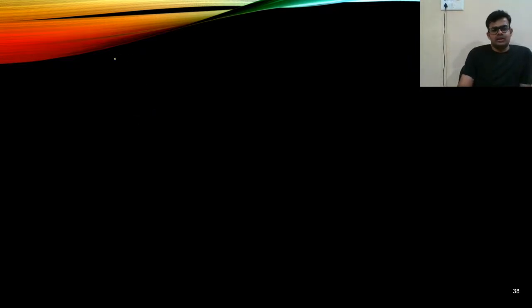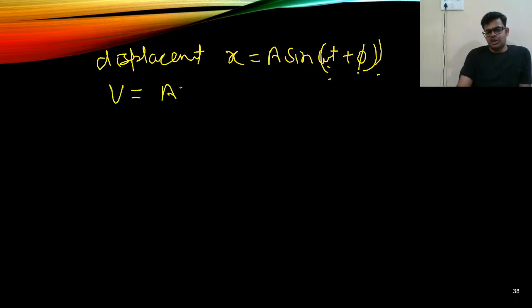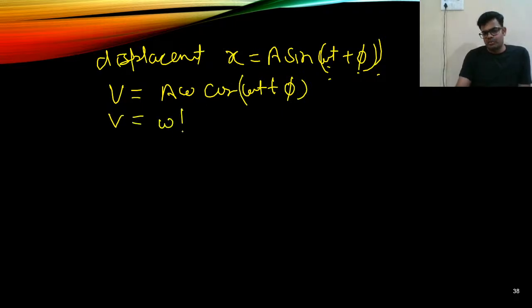So first thing, displacement. We can write the displacement x equals a sine omega t plus phi, where x is displacement, a is amplitude, omega is angular frequency, and phi is initial phase. Omega t plus phi is phase. Velocity v is dx by dt, meaning a omega cos omega t plus phi. In terms of x, if you want to remember the formula, v equals omega into root of a square minus x square.